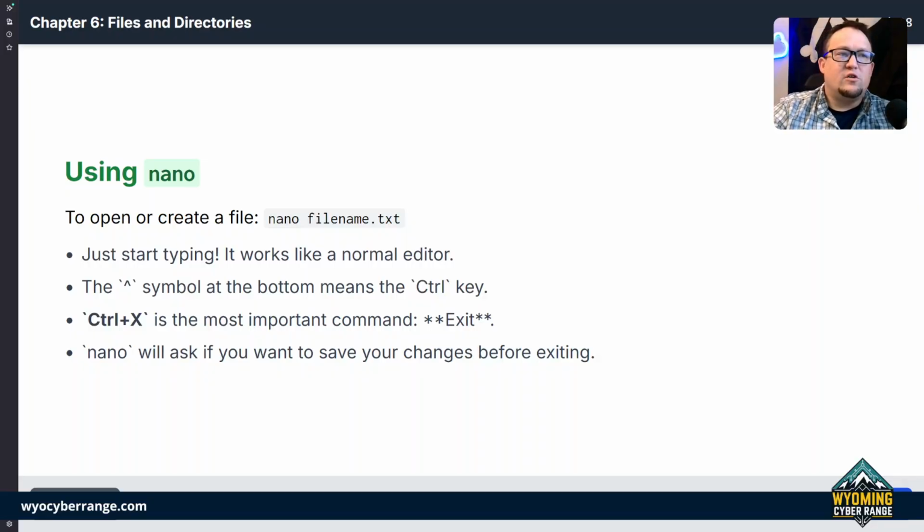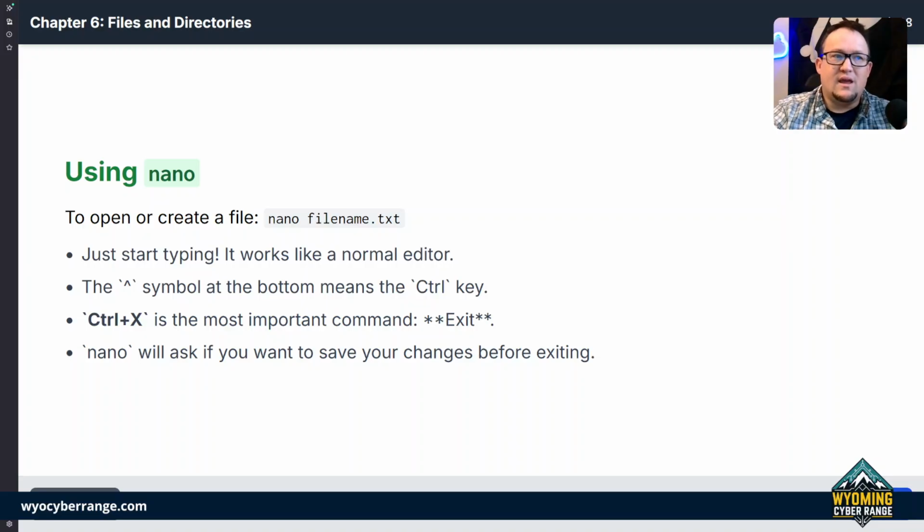When we first use nano, we are going to use the command nano, and our argument is going to be the file name.txt. Just start typing. It's a normal text editor. Now there are a couple of different symbols at the bottom. One of the symbols is the caret. You'll see that at the bottom left of the screen, where it'll show caret K, caret W, caret Q, all these things.